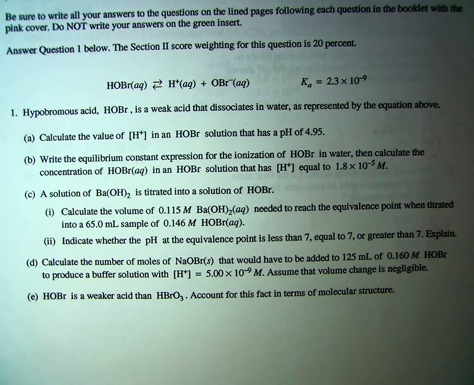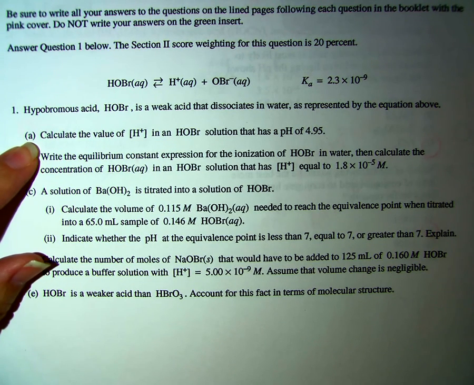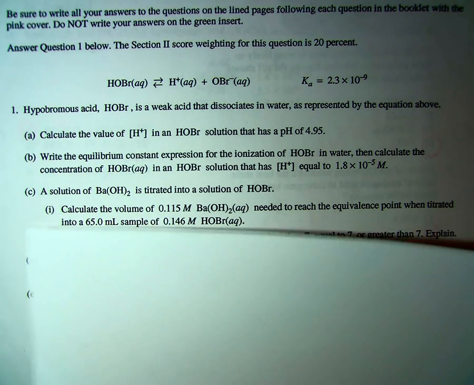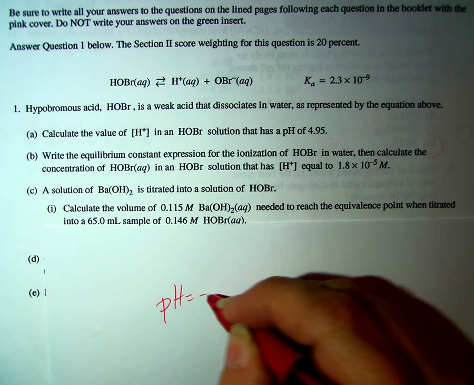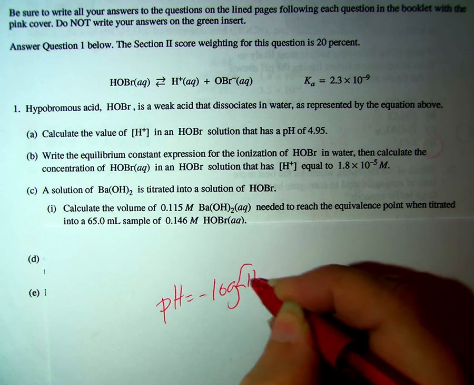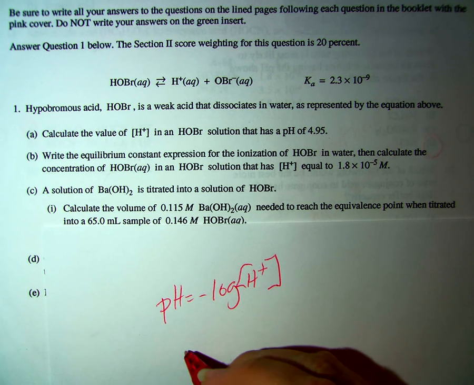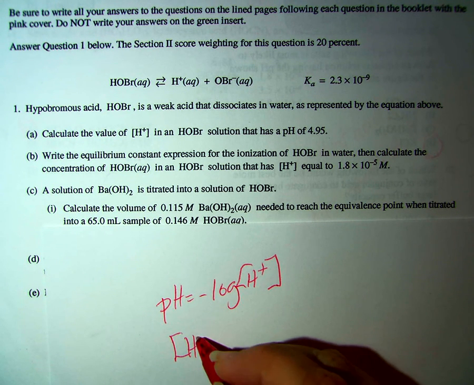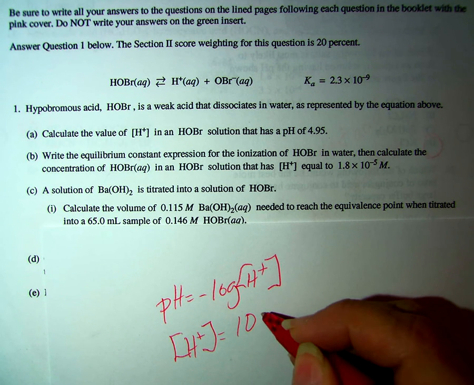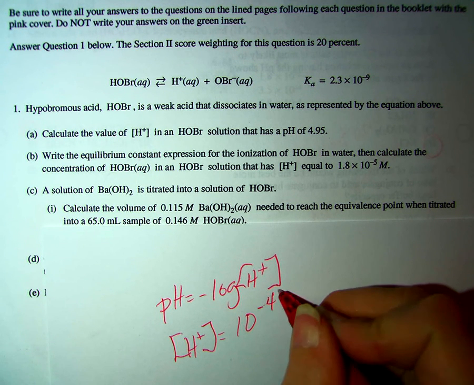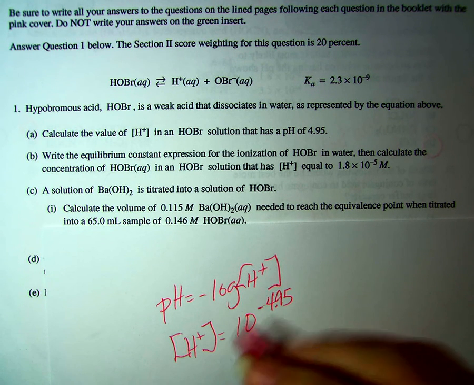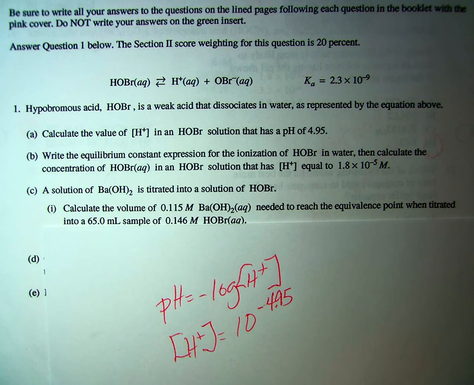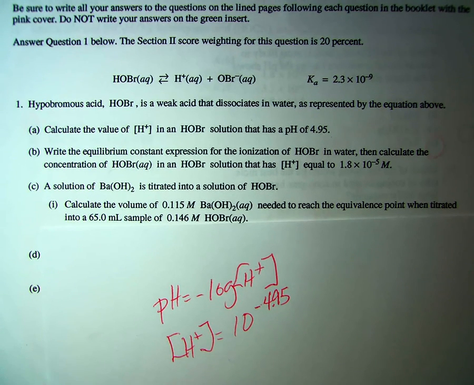But look at A. Calculate the value of H plus if it has a pH of 4.95. pH, remember, is negative log of H plus. So can I solve for H plus? It is equal to 10 to the negative pH. So 10 to the negative 4.95, and I don't know the answer offhand, but you'll get it. We will have our calculator.